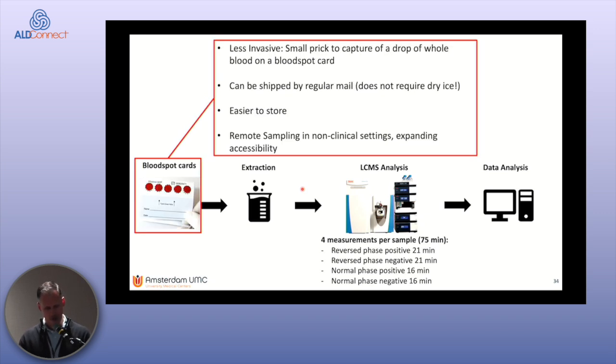So to resolve this challenge, we switched from plasma samples to blood spot samples. Blood spot cards are an interesting sample type because they are less invasive compared to plasma samples. They require a small prick to capture a drop of whole blood on a blood spot card, and these cards can be shipped by regular mail and do not require dry ice. So the costs are far less. They're also easier to store, and they potentially also allow for remote sampling in non-clinical settings.